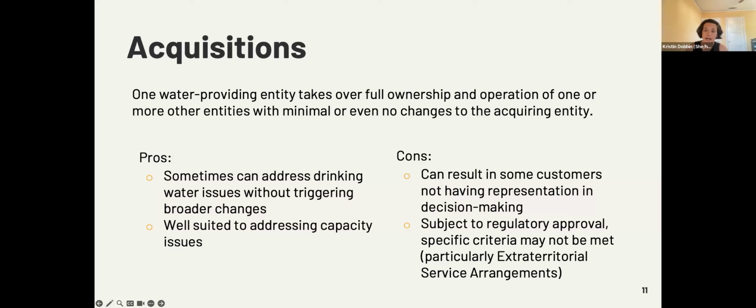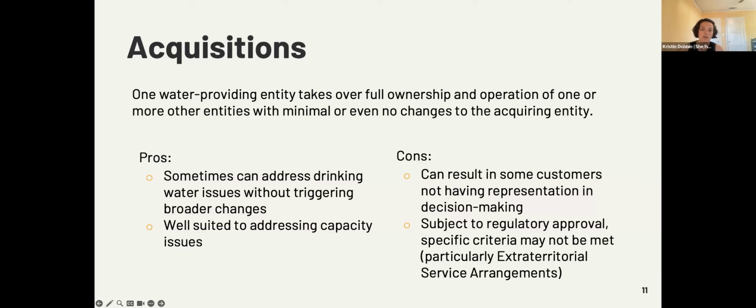But on the con side, when this happens through extraterritorial or out-of-boundary service arrangements, this can result in customers not having representation in the decision-making around their water system. And there can be regulatory hurdles here. Sometimes it's not possible to approve extraterritorial or out-of-boundary service. So again, there are more pros and cons for each of these. This is just to highlight some of those.